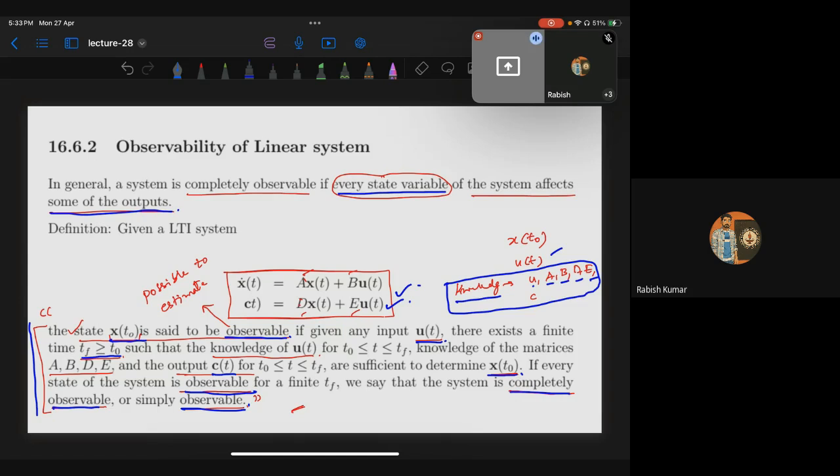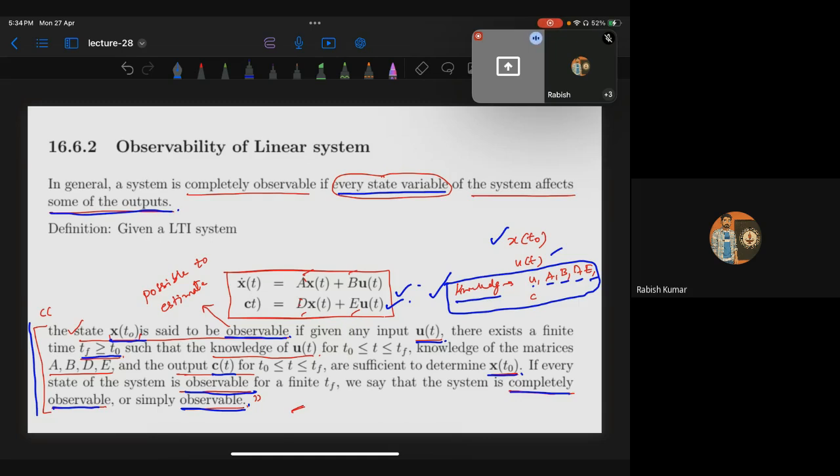Let me make it simple again. The state x of t naught is observable, meaning it is possible to estimate x of t naught, which is nothing but the state at the initial time. To observe that, we require only the knowledge of the input, the output, and the matrices A, B, D, E. If all these states are observable, then we can say that the system is completely observable, or simply observable. Is this definition clear?